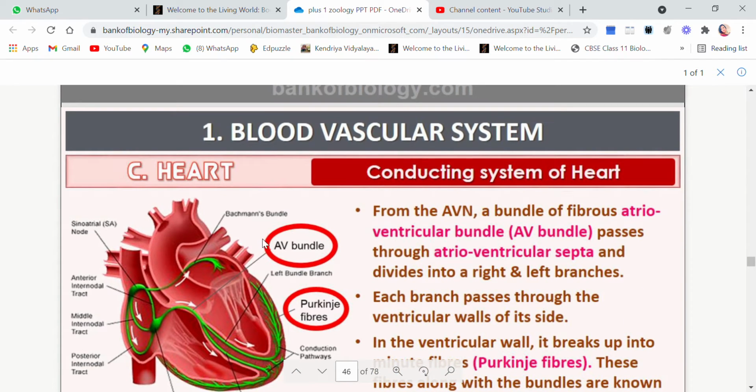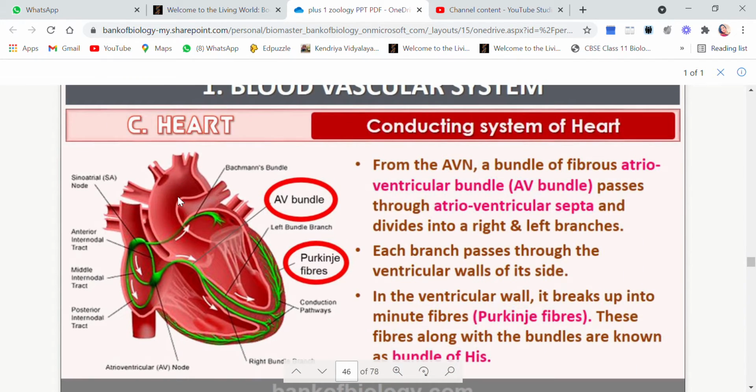So children, you see that, as I told you, this is your right auricle or right atrium. This is your right ventricle. This is your left auricle, and this is your left ventricle. Now I told you we have two nodal tissues. One is SAN. You see, this is SAN, and the other one is AVN. So this is AVN, right?